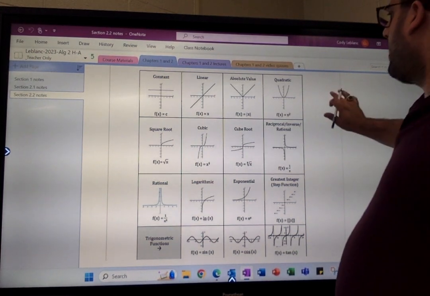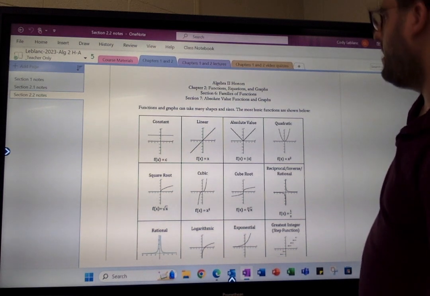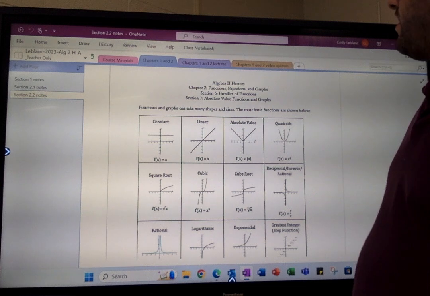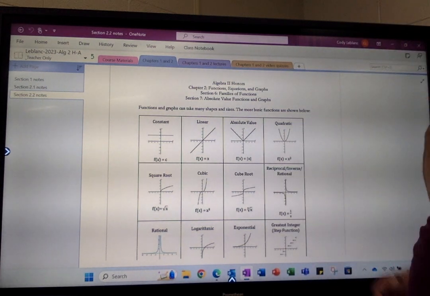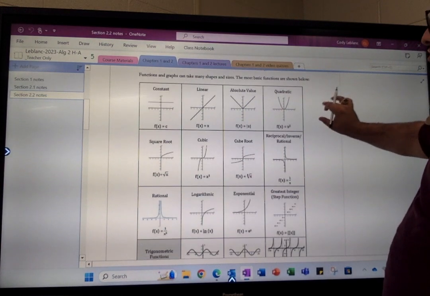The last part of our general algebraic review is on different types of functions, families of functions, and also a little bit on absolute value functions. So functions in graphs and math can take many shapes and sizes. The most basic functions are here on this chart.